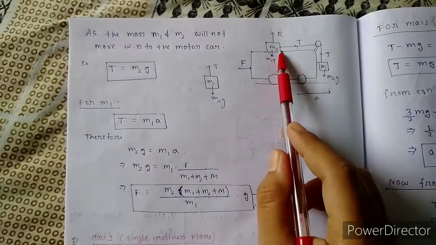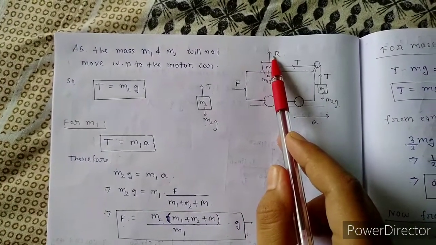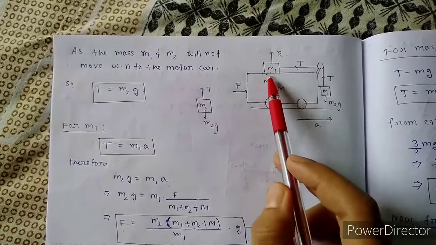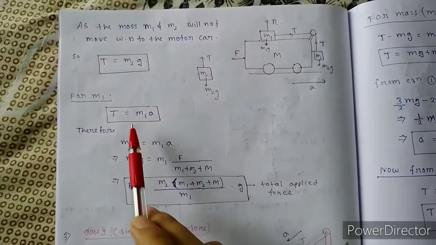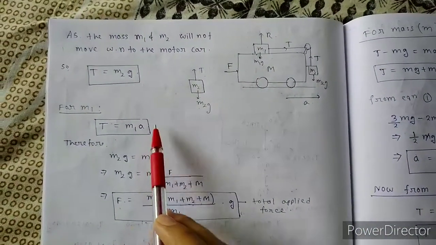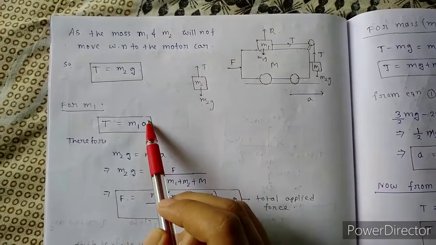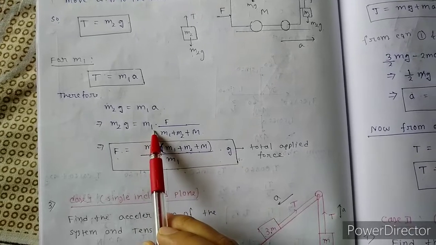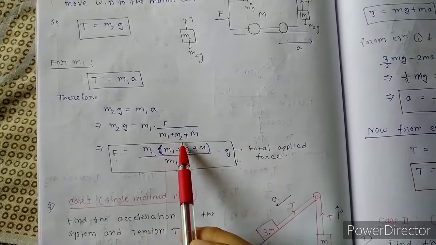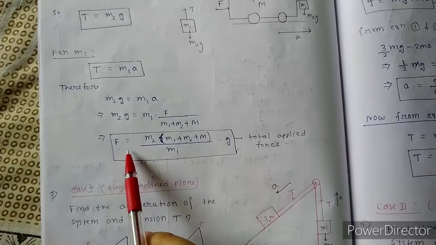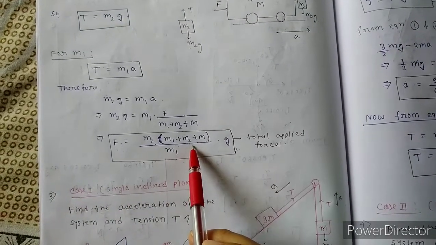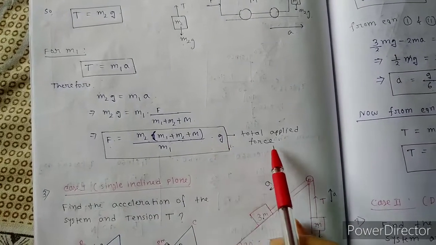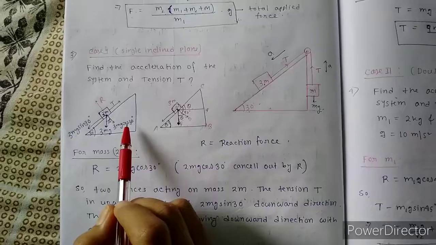And for the mass M1, the reaction force R is cancelled by M1G. So only tension acts on the mass M1. So we get T equals M1A. Now from these two equations, we get M2G equals M1A. So M2G equals M1 into F by M1 plus M2 plus M. So F equals M2 into M1 plus M2 plus M by M1, into G. This is the total force applied on the system.